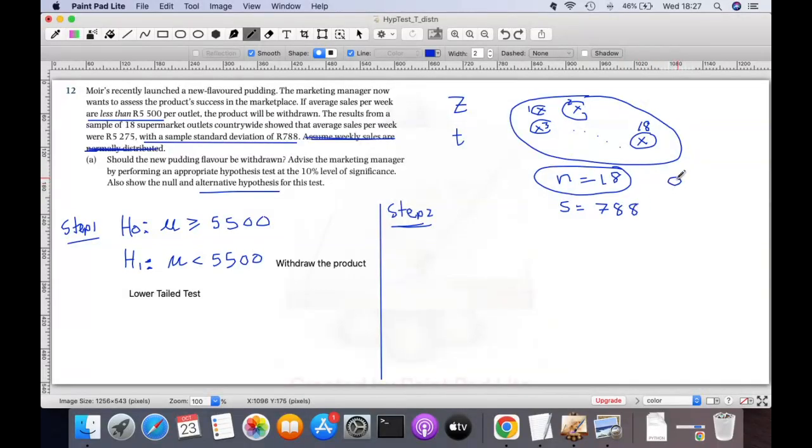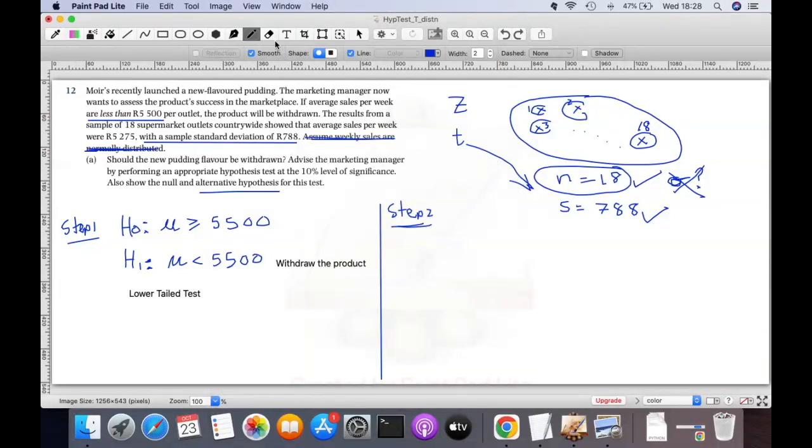You don't have the population standard deviation, that is the sigma. Okay, you don't have this. And when that is the case, when we don't know this, but we know this, and the sample size is less than 30, you use a t-distribution. Okay, that's your criteria for using a t-distribution.